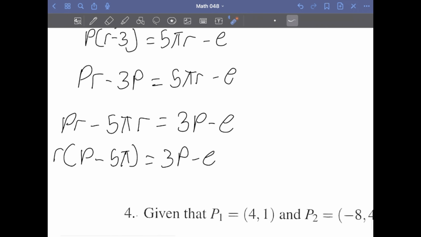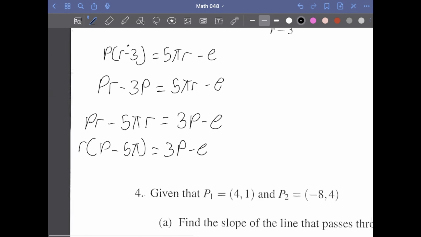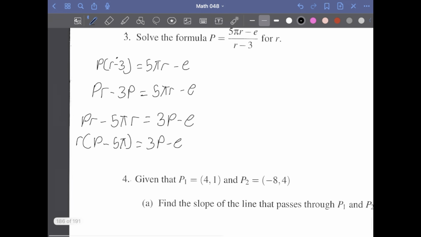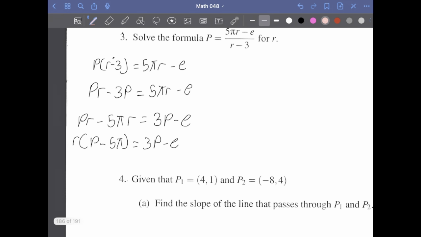Now I'm going to divide both sides by P minus 5 pi. You see, this divides into 1, so I'm just going to be left with R is equal to 3P minus E divided by P minus 5 pi.